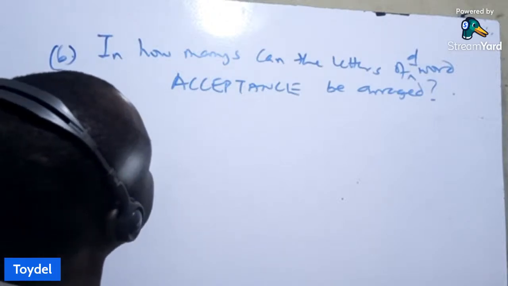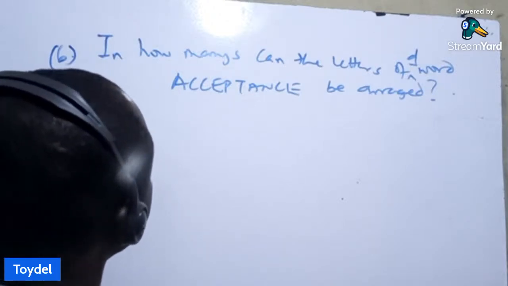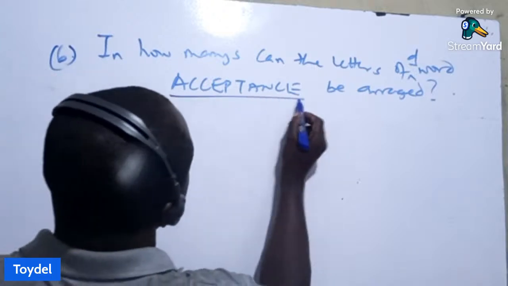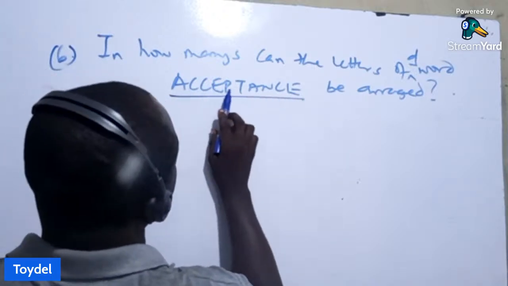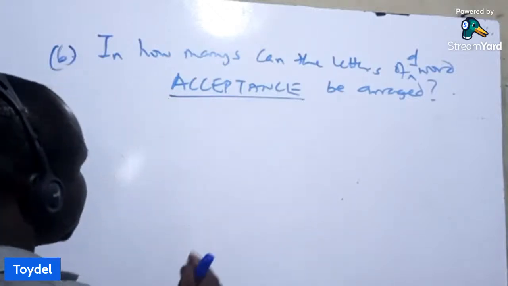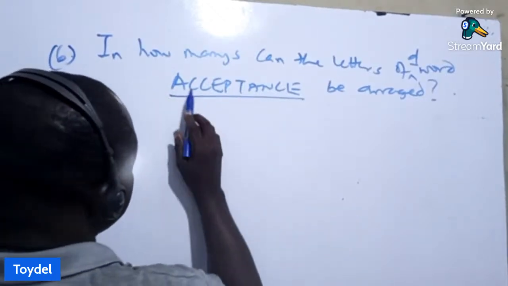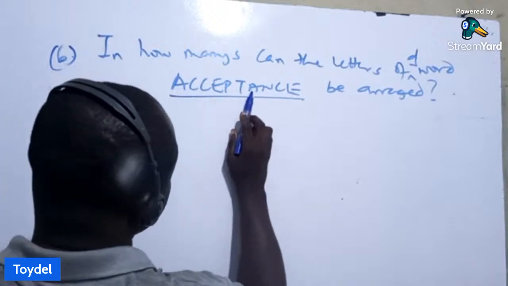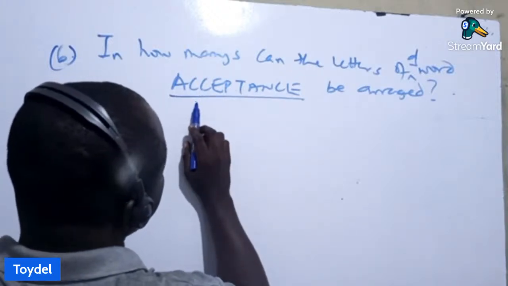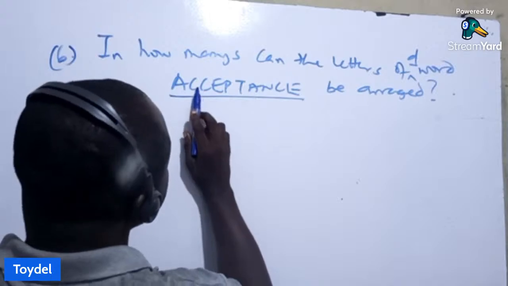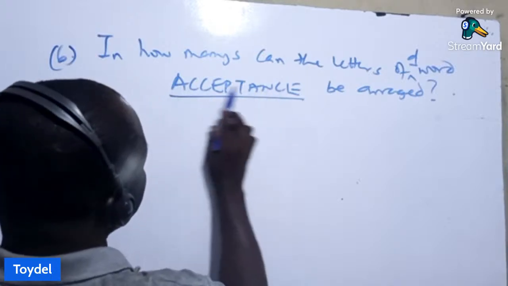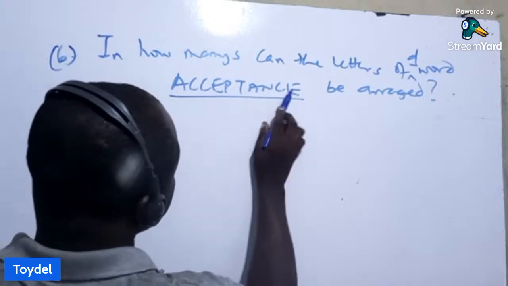involving indistinguishable objects. That is, when we look at the word acceptance, how many letters do we have there? 1, 2, 3, 4, 5, 6, 7, 8, 9, 10. So there are 10 letters there. Some of the letters are repeated. For instance, A, this is one A, this is another A. C, we have 3 C's, 1, 2, 3. A, there are 2 A's there. Then E, there are 2 E's.